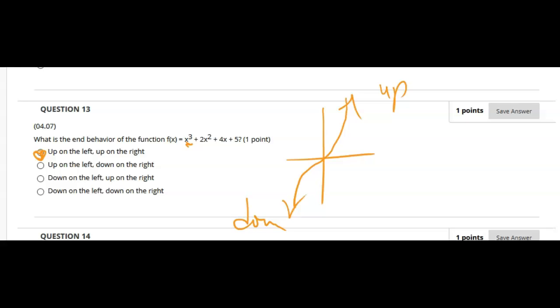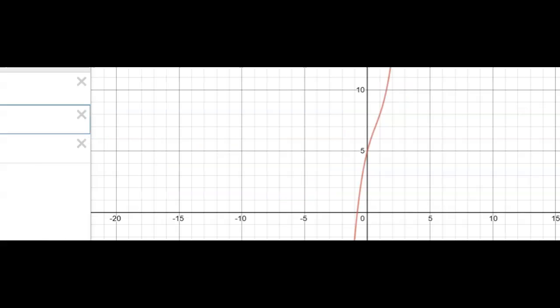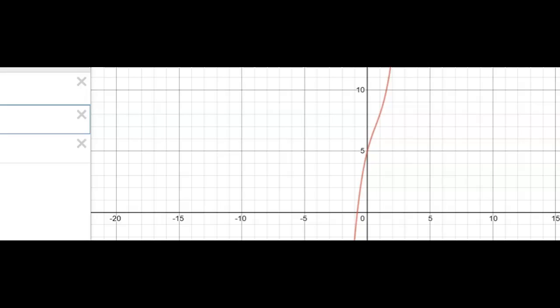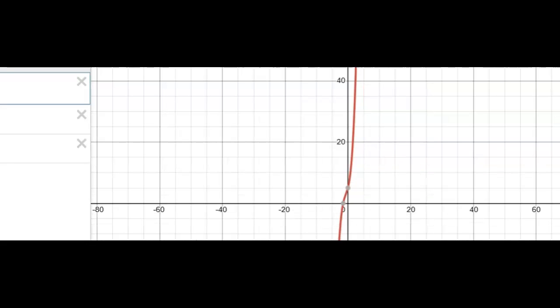Even if I change it, let me just show you, I graphed it for you. So that is the function x cubed minus 2x squared plus 4x plus 5. No, plus 2x, let me change to plus 2x. And okay, that's how it's going to look. Notice the behavior is the same for all of those functions.